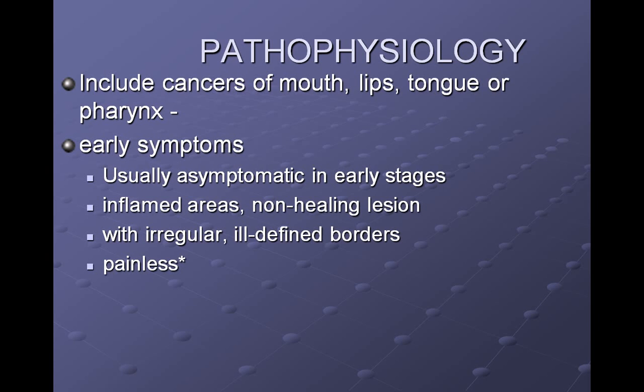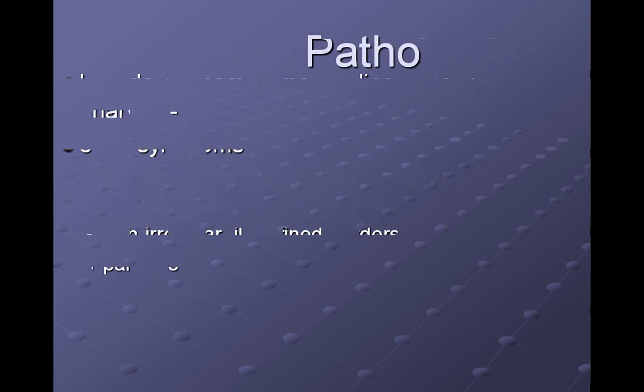Usually the condition is asymptomatic during the early stages. Subsequently, inflamed areas appear and the person has non-healing lesions with irregular, ill-defined borders. And the conditions are often painless, which again means that a lot of times people will not tend to note any change in their mouth because they don't feel it in pain, but they should inspect their mouths.